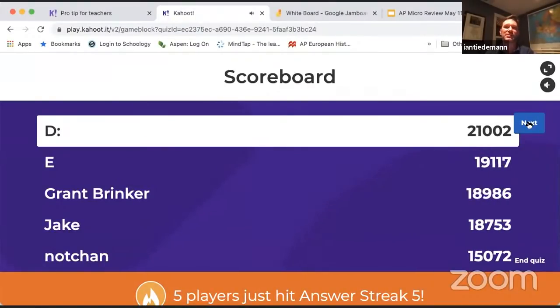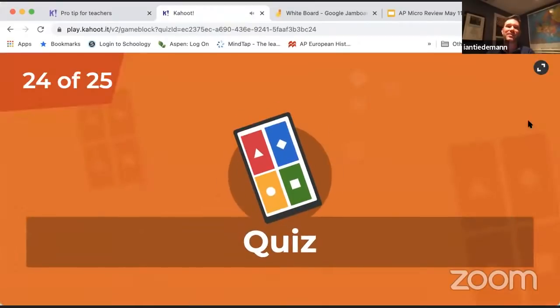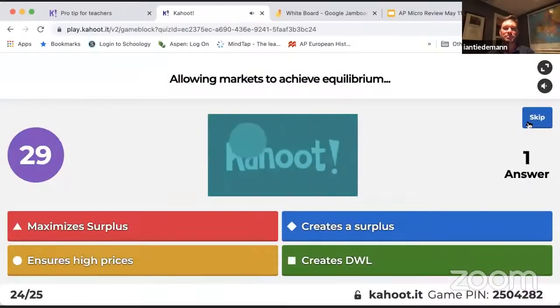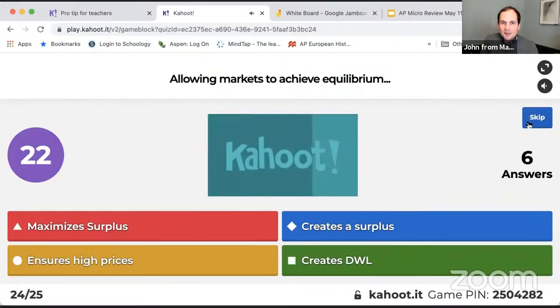Two more questions to decide the possible winner. We have two candidates that are really close. I am not one of those candidates, while people fill these last two out real quick. We're going to be wrapping up.